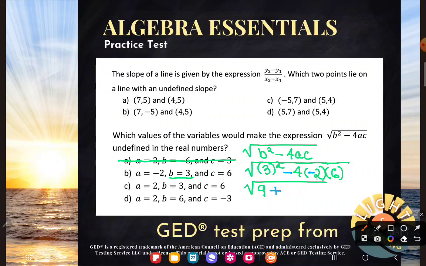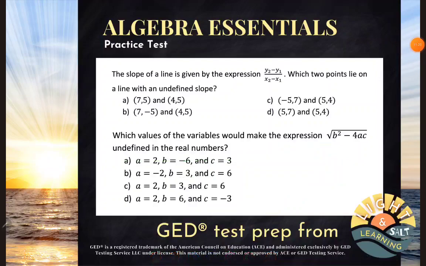4 times 2 is 8. 8 times 6 is 48. And you can see that when I do 9 plus 48, of course, I do end up with a positive number. And so, yeah, it might be ugly, but it's not undefined. That's the square root of a positive number, totally legal. So B is not the correct answer either.